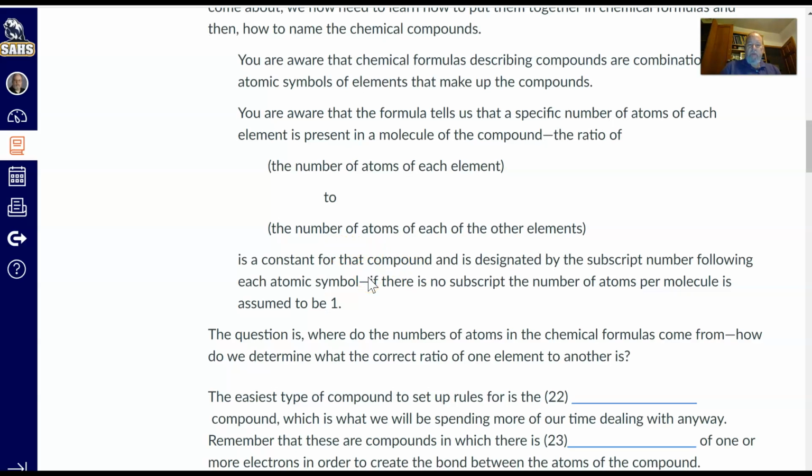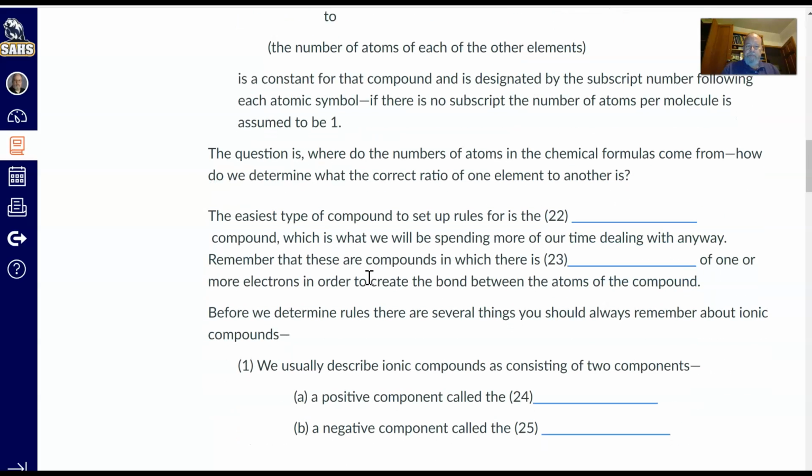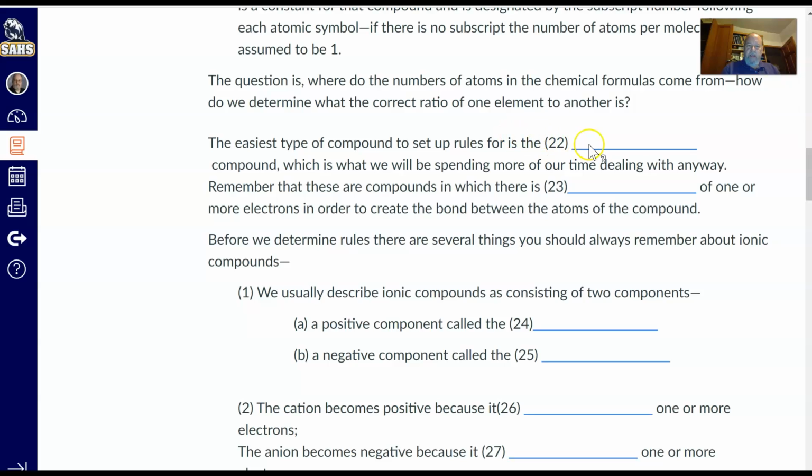Okay, and then we remember if there is no subscript, the number of atoms per molecule is assumed to be 1. So where do these numbers of atoms in the chemical formulas come from? How do we figure this out? How do we get the correct ratio of one element to another? Okay, and so the easiest type of compound to set up rules for is going to be ionic compounds. And in fact, we're not going to talk about where we get the formulas for the covalent compounds from. That's a little more difficult. So we'll just talk mostly about ionic compounds related to their formulas.